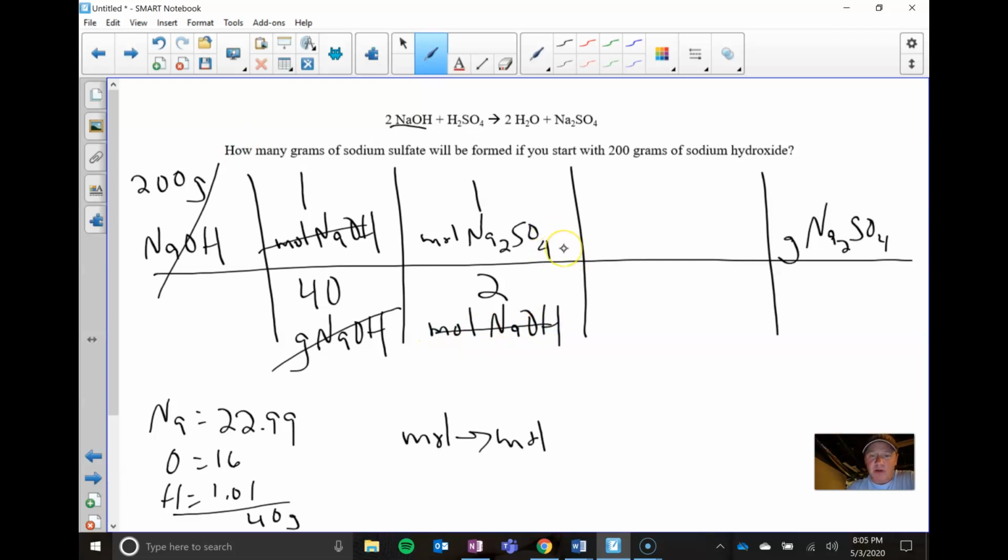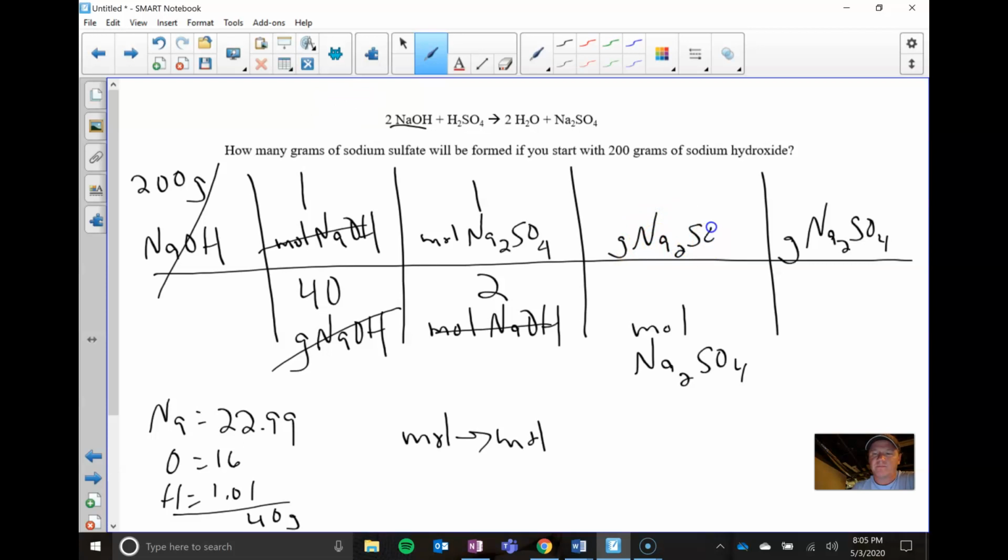If I stop the problem right there and I did this math, 200 divided by 40 times 2, that would give me an answer in moles of sodium sulfate. Okay, because all my other units are canceled. But I need to keep going because the problem asks me for grams of sodium sulfate. So I need one more step here where I convert moles of sodium sulfate to grams of sodium sulfate.